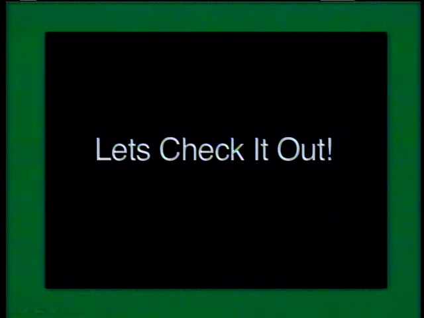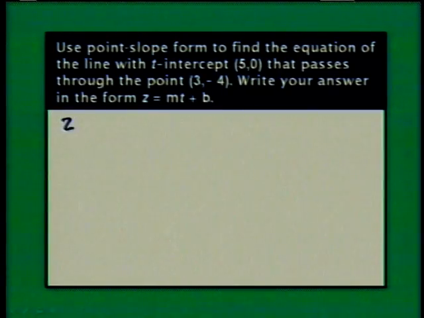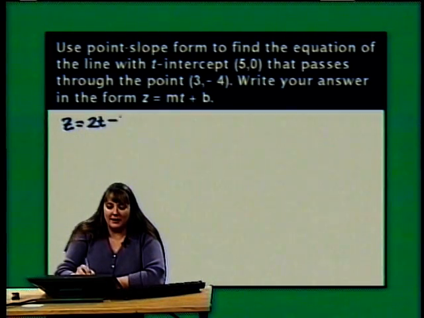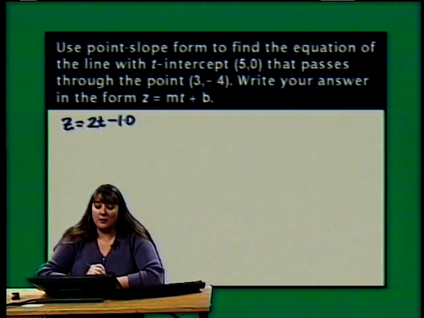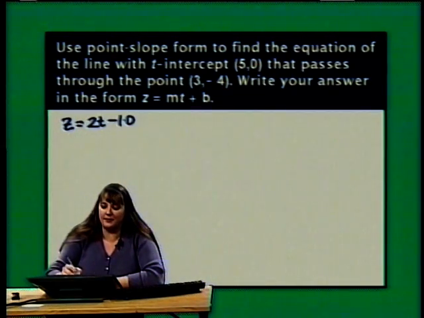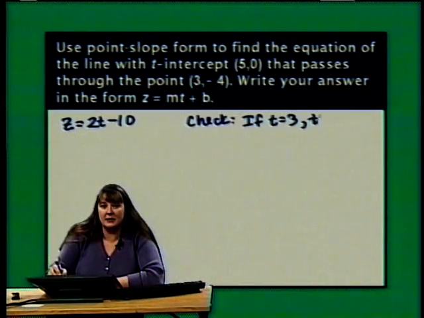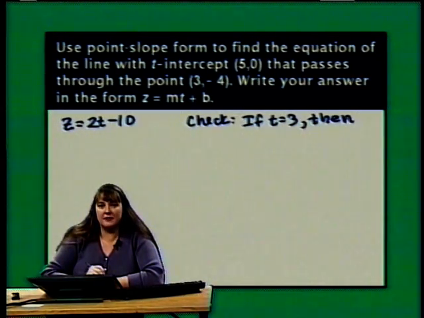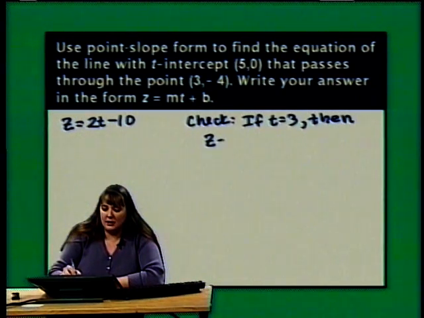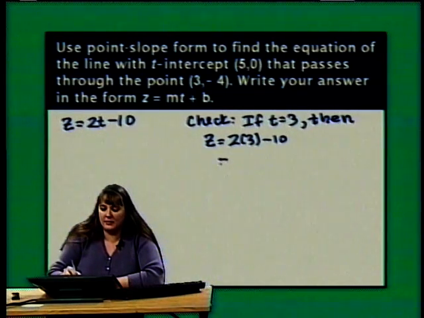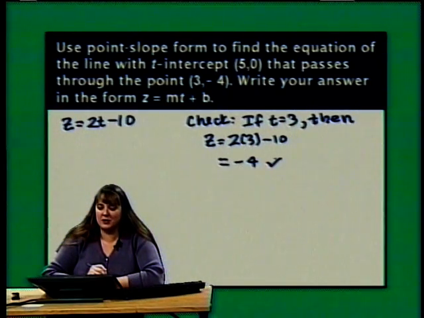So let's check to make sure that this equation really works. Z equals 2t minus 10. I used the point 5, 0 to find this equation. For my check, I'm going to use the point 3, negative 4. So in my check, I'm going to let t equal 3 and find out whether or not z equals negative 4. So if t equals 3, then z equals 2 times 3 minus 10, which is 6 minus 10, which is negative 4. So this checks.